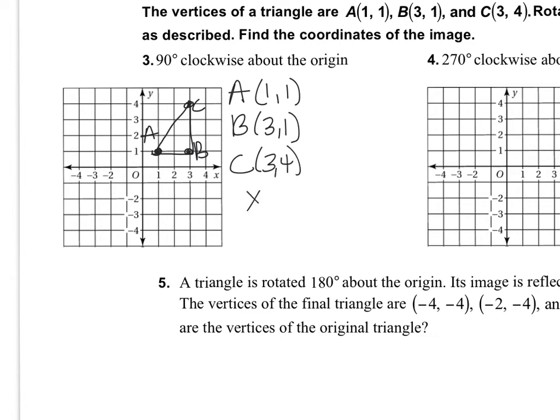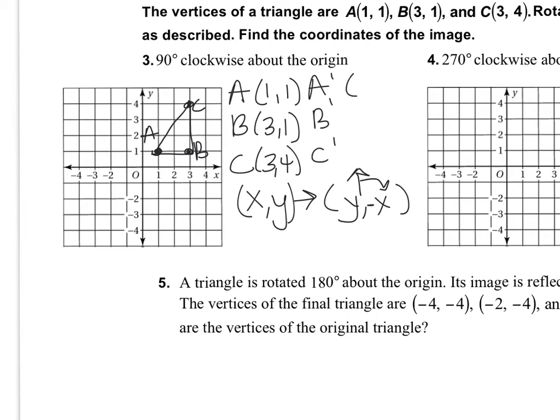I didn't leave enough room on top, so I'm just going to draw it on the bottom. When we rotate 90 degrees clockwise about the origin, our Y and X change spots, and the clock for clockwise turns this way, so it goes -X. So A prime, B prime, and C prime. So we're going to switch spots. 1 for B prime, 1 goes in front, 3 goes in the back. C prime, 4 goes in front, 3 goes in the back. And the second ordered pair is the one that changes sign.